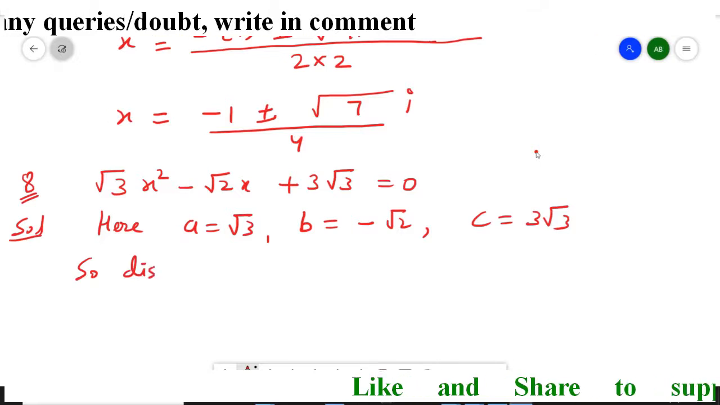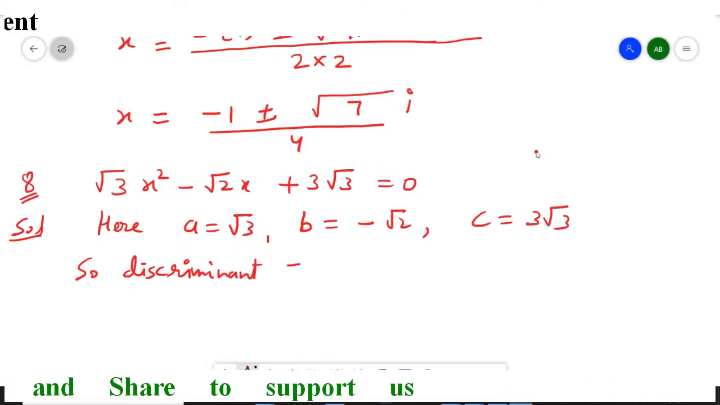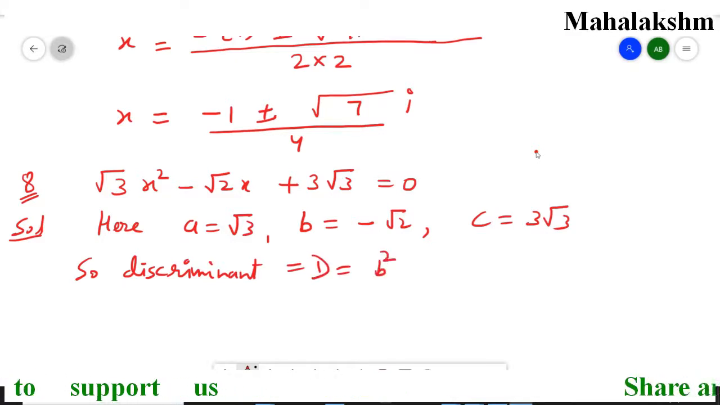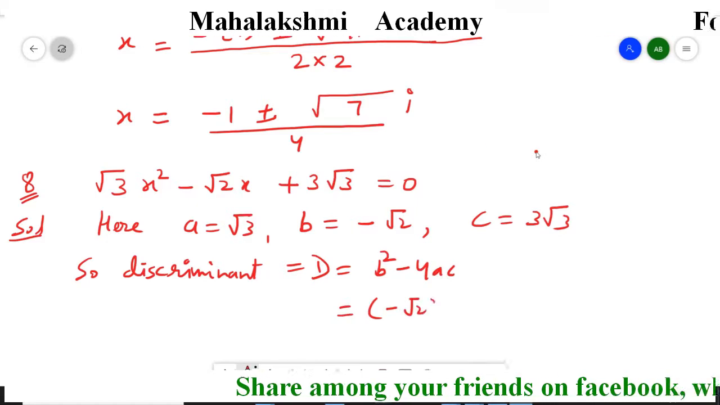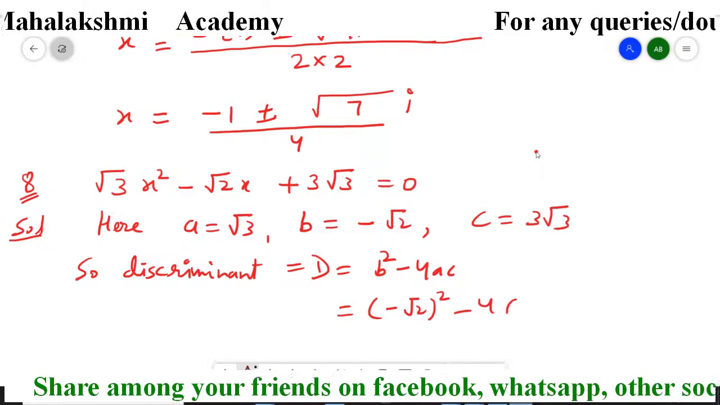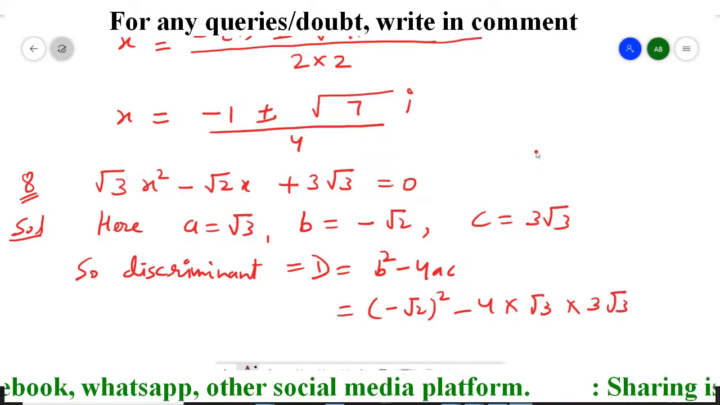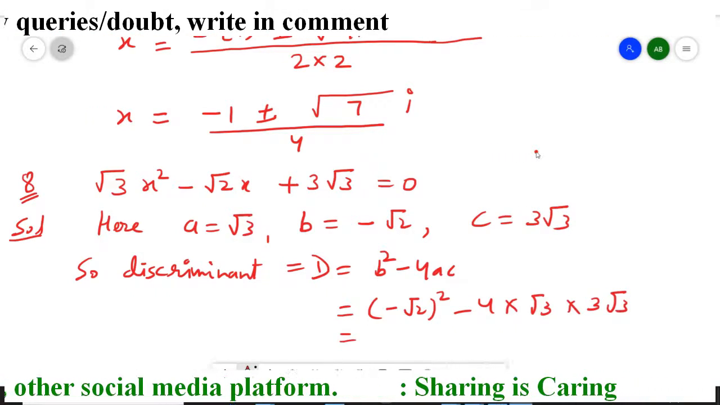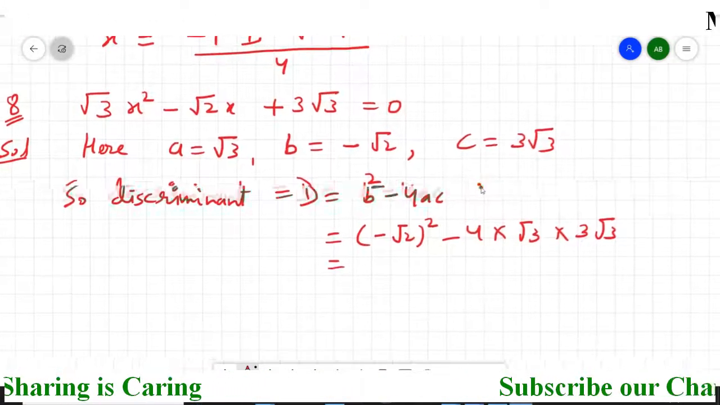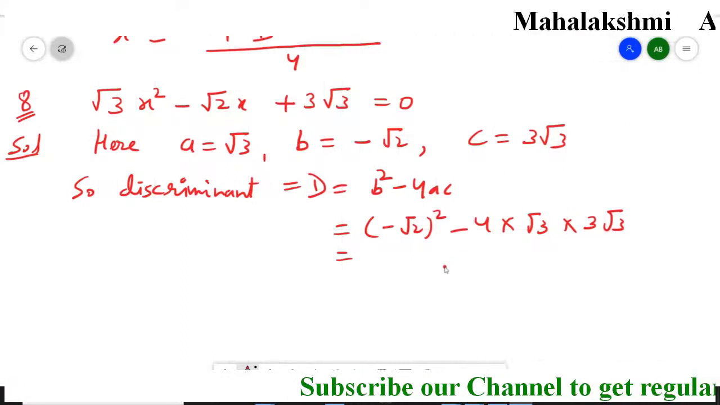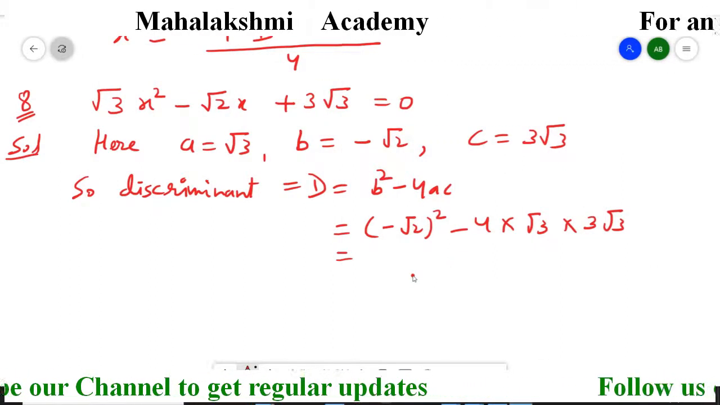So discriminant D is equal to b square minus 4ac. When we put the value here, b square means root 2 square, then 4 into a is root 3 and c is 3 root 3. So what we are doing is, a quadratic equation is available to us. So with the help of discriminant, we are checking whether the real roots are present or not. According to that, we have to apply the quadratic formula.